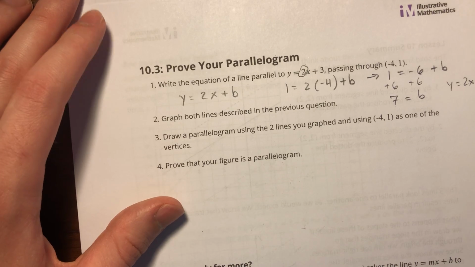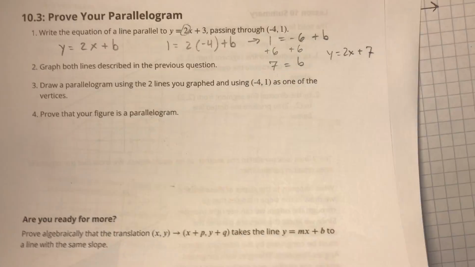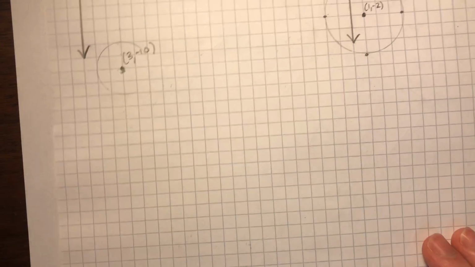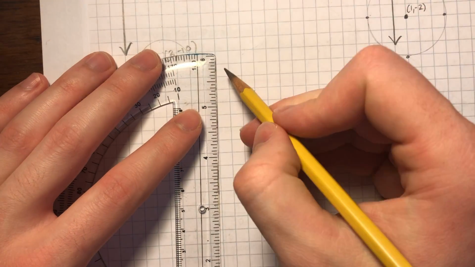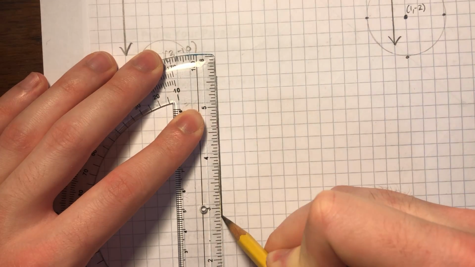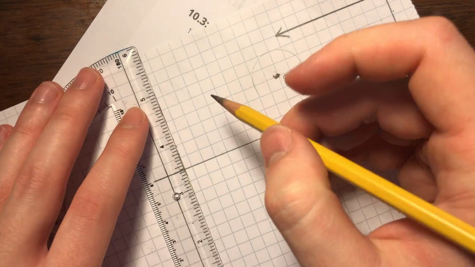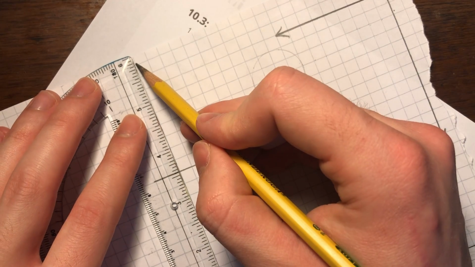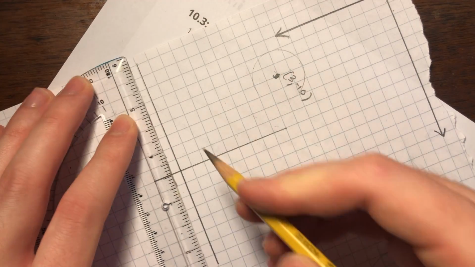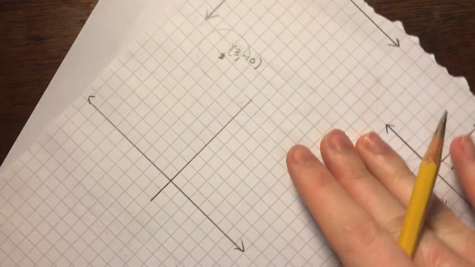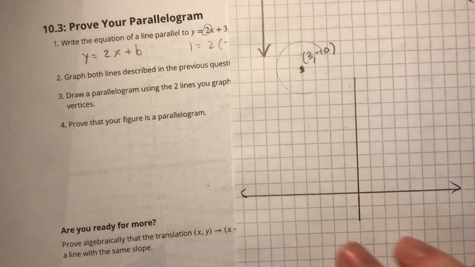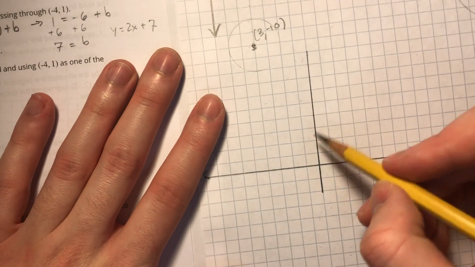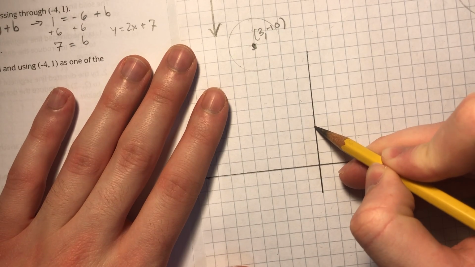All right, graph both lines described in the previous question. All right, so I'm going to make a quick graph. I know my y-intercepts are positive, so I don't really need the third and fourth quadrant. So first graph is y equals 2x plus 3. So that's a y-intercept of 3, 1, 2, 3.